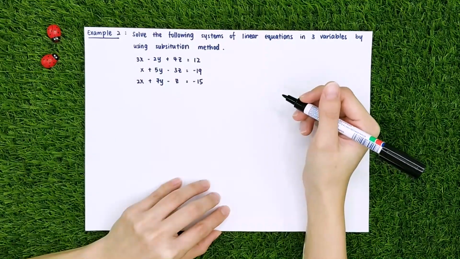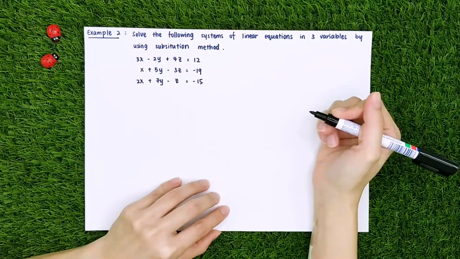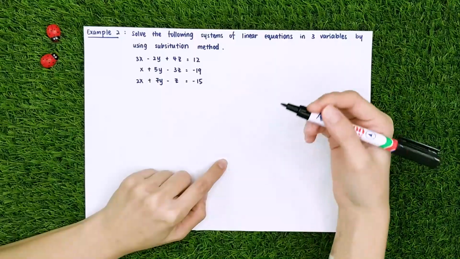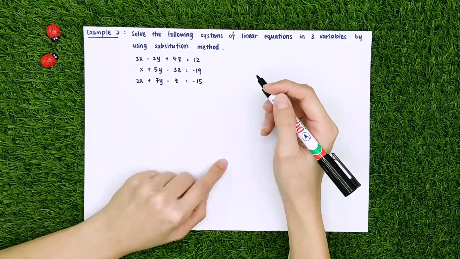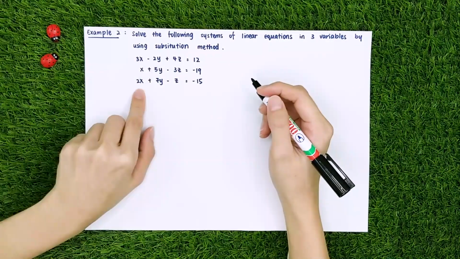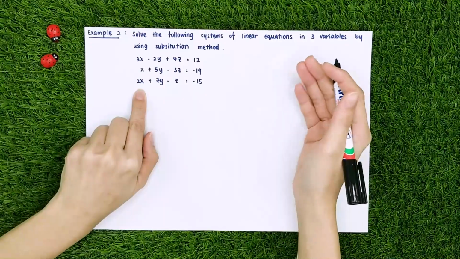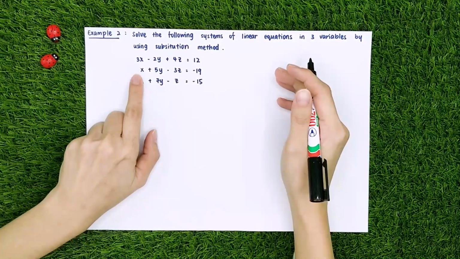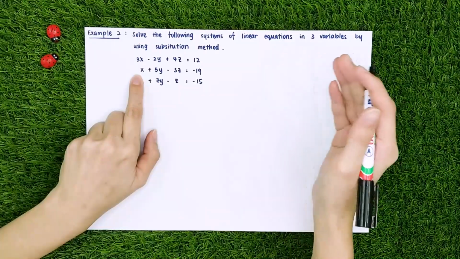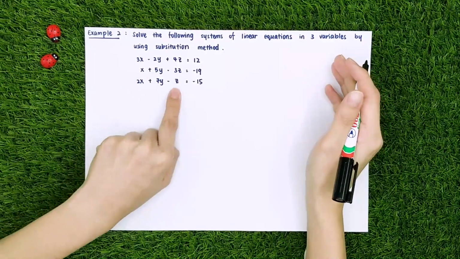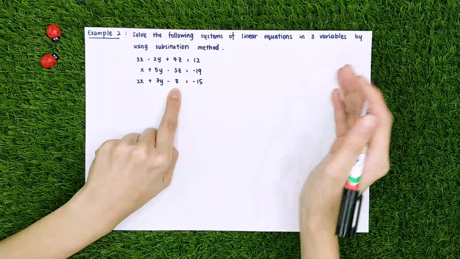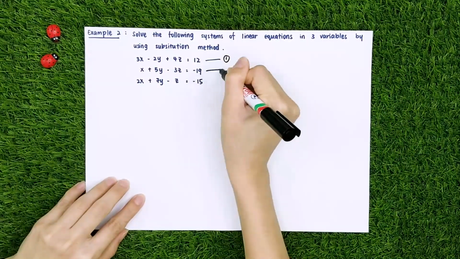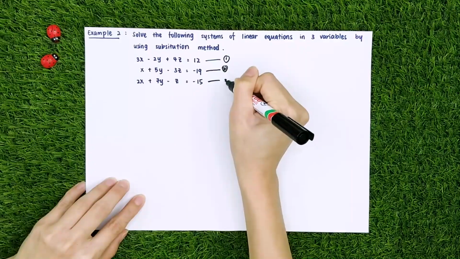Example 2. Solve the following system of linear equations in 3 variables by using substitution method. For substitution method, you have to choose either one of the linear equations and express one of the variables in terms of another 2. Okay? For example, you will choose to express variable x in terms of y and z, or variable z in terms of x and y. Okay, let me show you. I will label this as equation 1, this is the second one, and this is the third one.